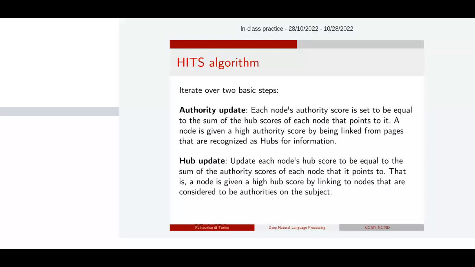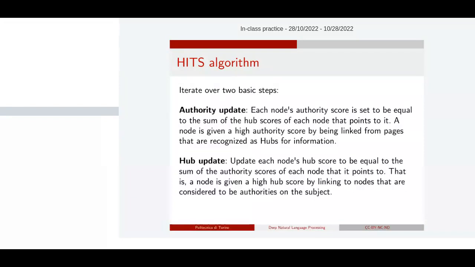Actually, the algorithm is not so difficult. It's a very simple iterative algorithm that performs two steps. The first one is the authority update, where we update the authority score of each node using a formula. In this case, we have the sum of the hub scores of each node that points to it. So we sum all the hub scores of each node that points to a given web page. It will be clearer in the next slides.